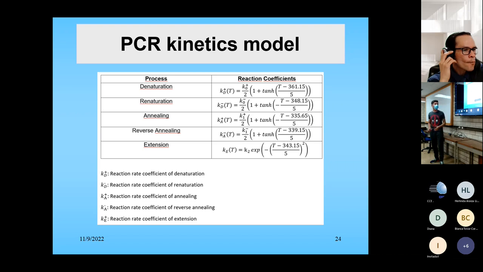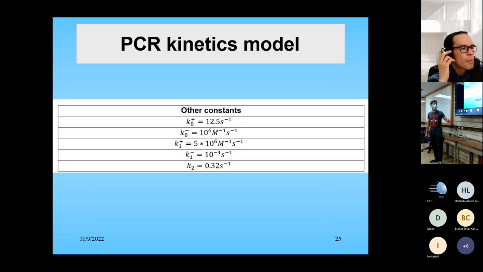The subscript of the K coefficients indicates a different process. The D subscript indicates the denaturation process. The D subscript with a minus indicates the rate coefficient of the renaturation. Other constants required for the PCR kinetic model are these.